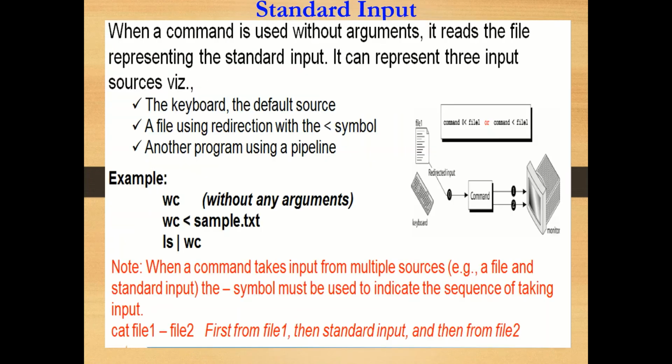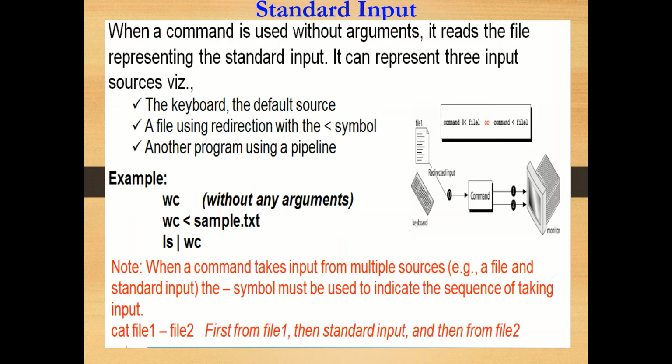The first file is the standard input file. When a command is used without arguments, it reads the file representing standard input. It can represent three input sources. First one, the keyboard, the default source. Second, a file using redirection with the less than symbol. Third one, another program using a pipeline. Nothing but you can combine two commands.